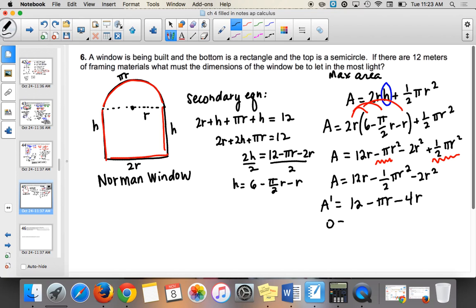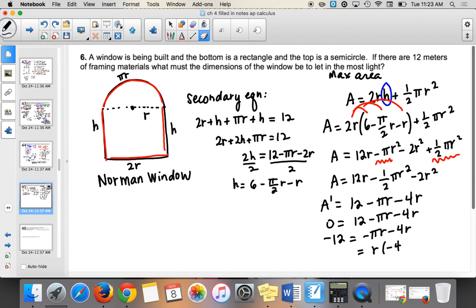And so when we set equal to 0, we can subtract the 12 over, and we have negative pi r minus 4r. And this is where what Abby's saying, if you pull an r out, negative pi minus 4, lots of negatives. I could pull a negative out too, but that's fine.